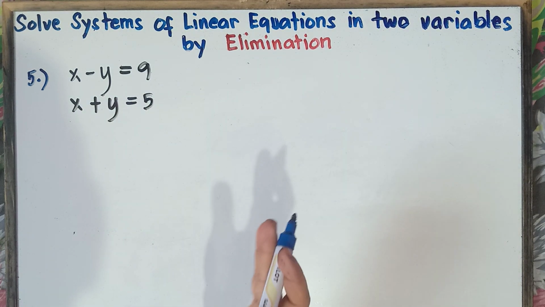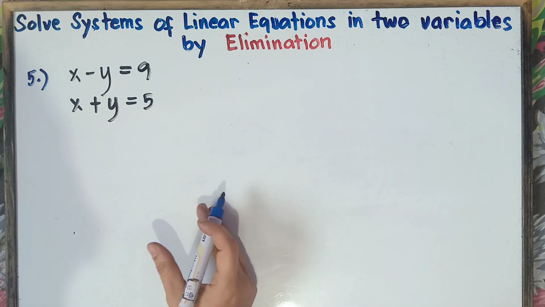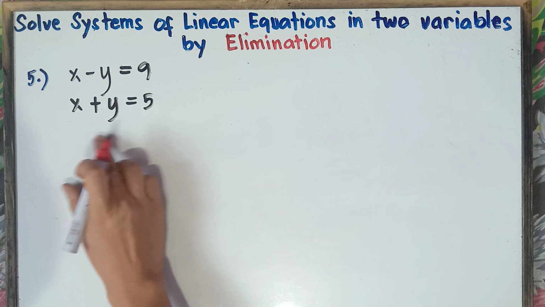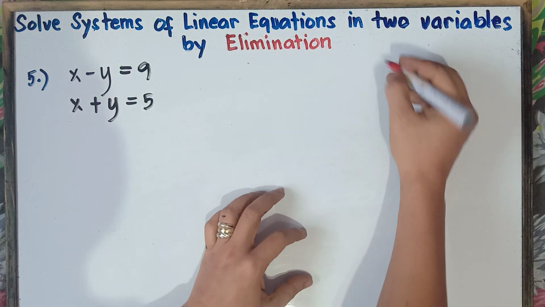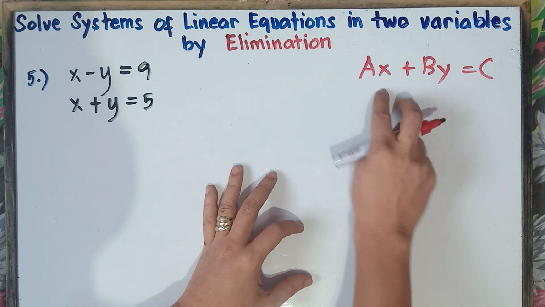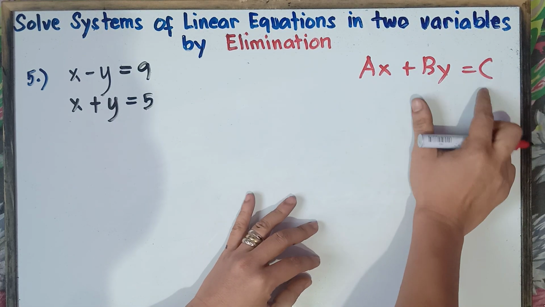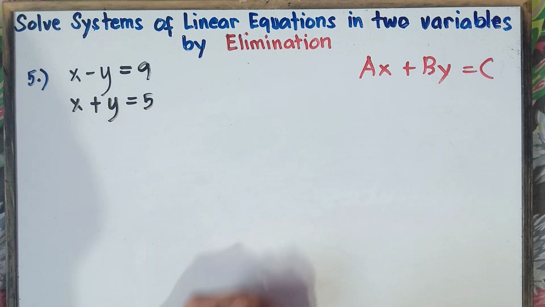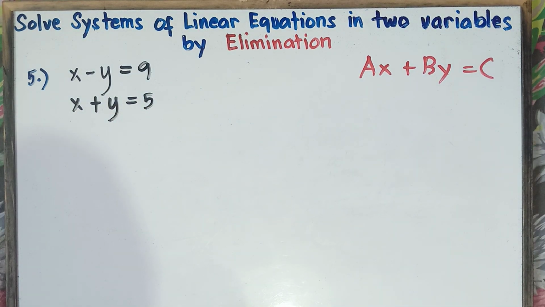Once again class, the first step is we're going to check if the given equations are in standard form. Is it in standard form? Yup, it is. The standard form is ax plus by equals c. x comes first before y, and the last should be the constant. So we have x, y, and then the constant. It's already been arranged.